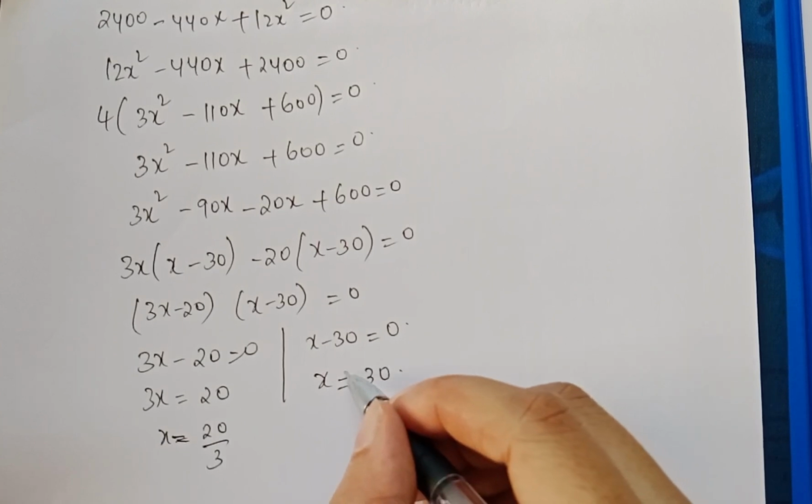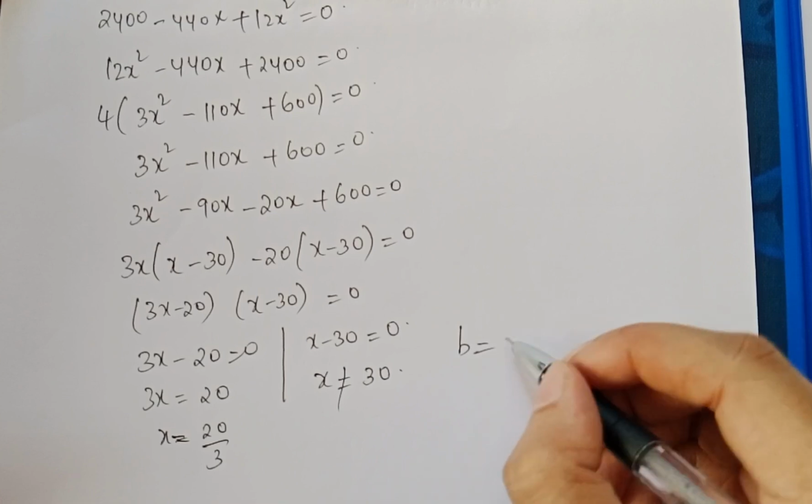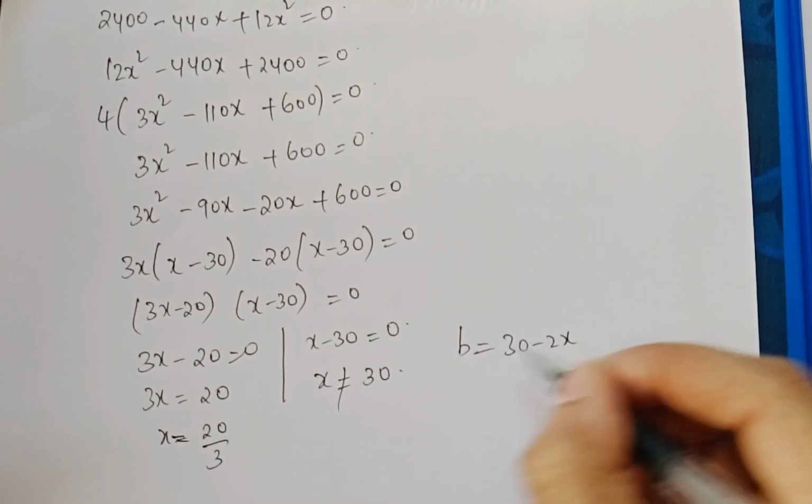This condition does not satisfy, as when we put this value, we know the value of the breadth is 30 minus 2x, right?